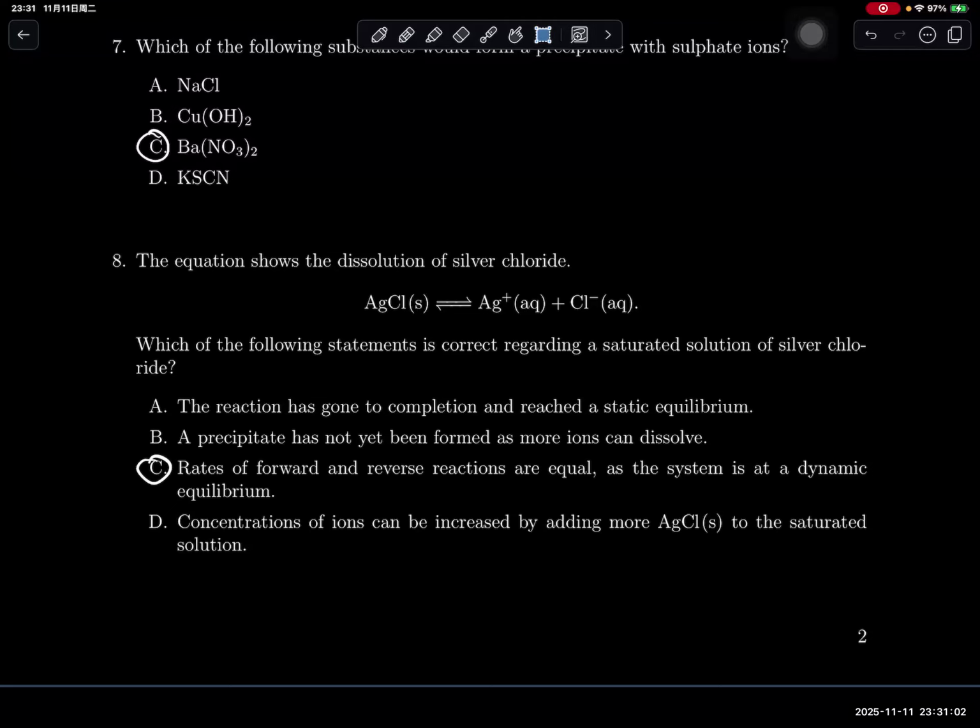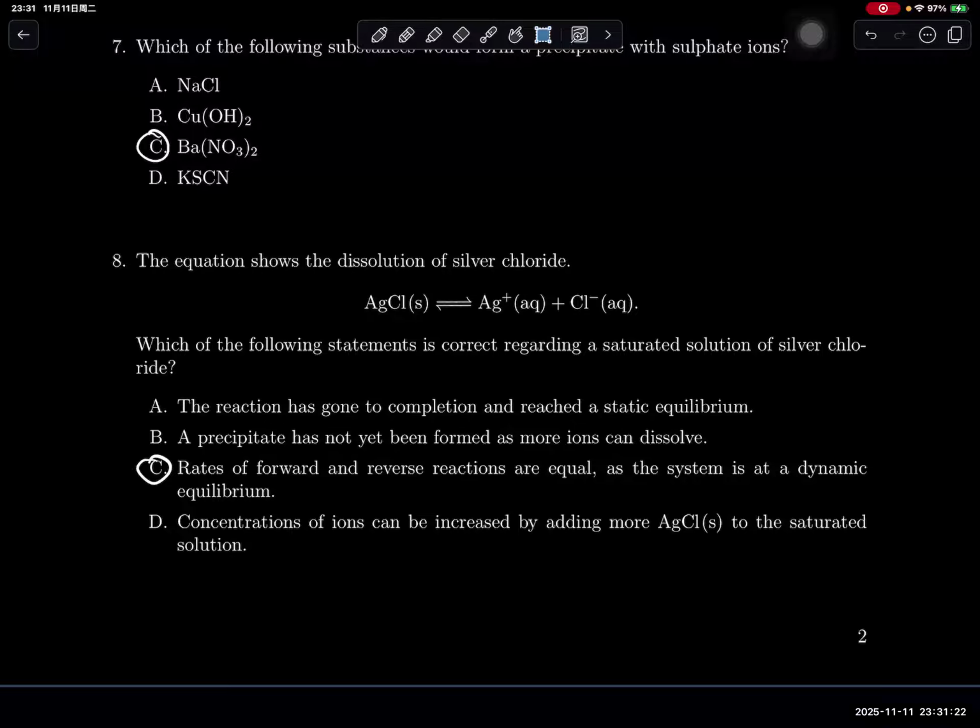A is wrong because the reaction has gone to completion. That's not true. We haven't gone to completion yet. B, a precipitate has not yet been formed as more ions can dissolve. That's not true. You could have ions dissolving and then precipitation as well, simultaneously, in a dynamic equilibrium system.